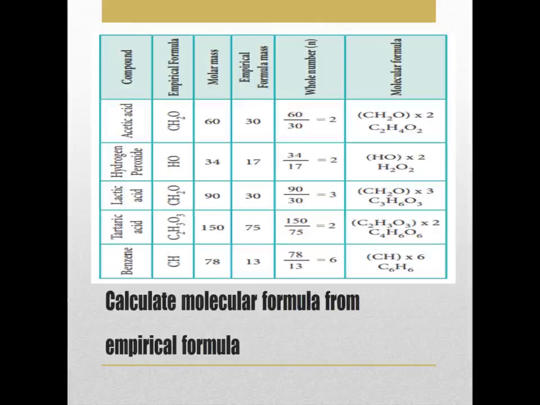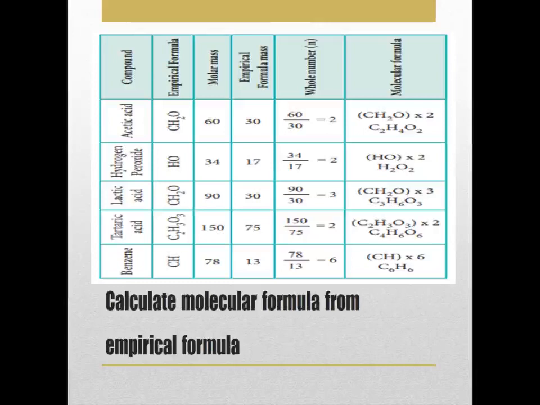For hydrogen peroxide, the empirical formula is HO. The molar mass is 34. The empirical formula mass is 17. Divide, you get 2, then multiply HO by 2, and you will get H2O2. That is the molecular formula. And for lactic acid, tartaric acid, and benzene, it is given as well.